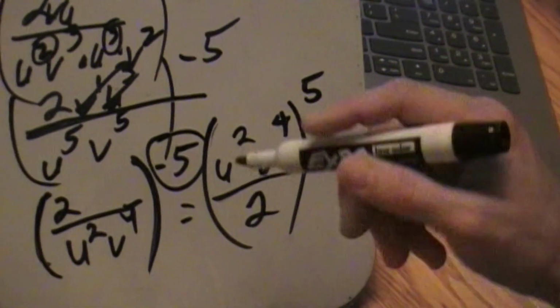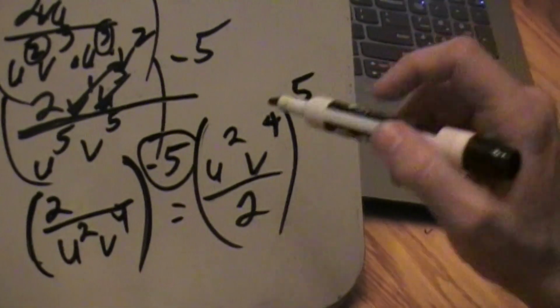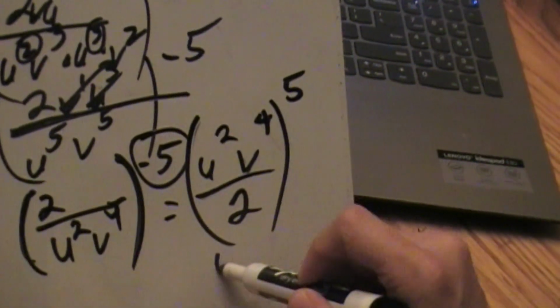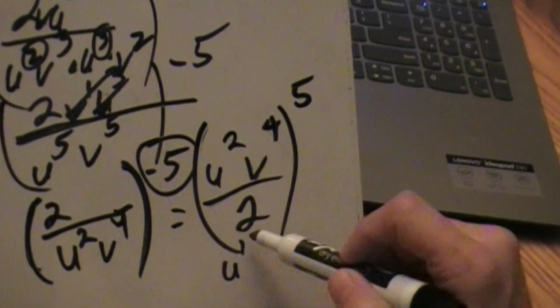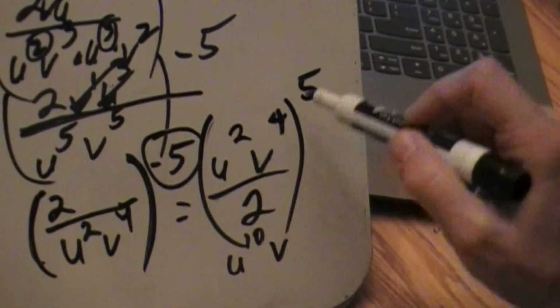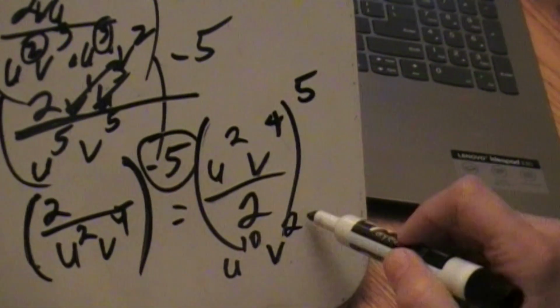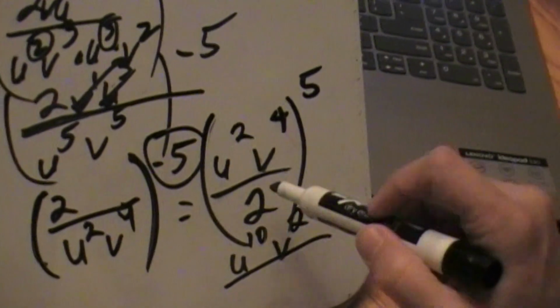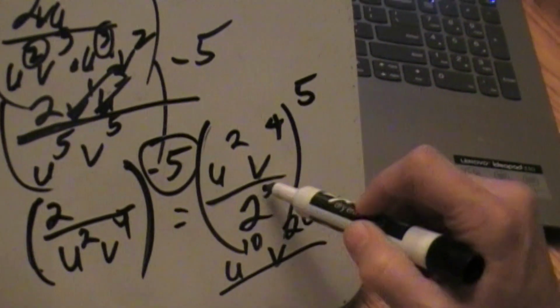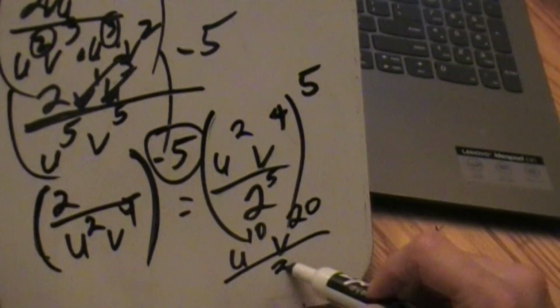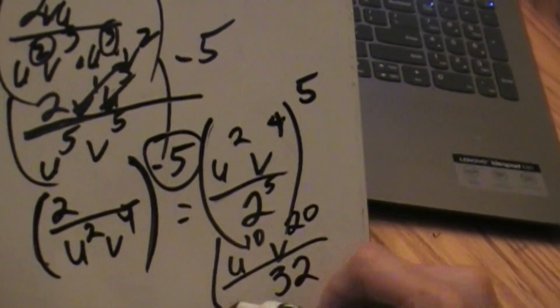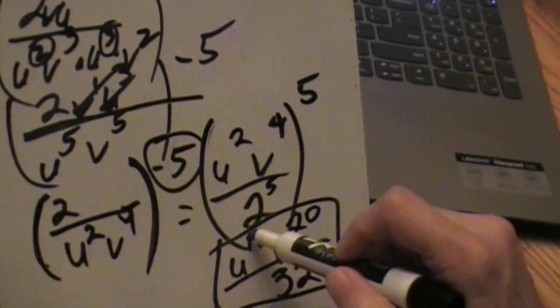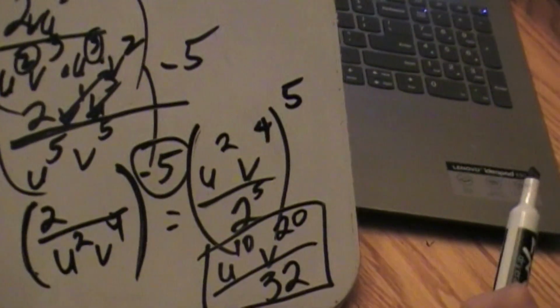And power rule says multiply, parentheses erase. So u, 2 times 5 is 10. V to the 4th to the 5th, 4 times 5 is 20. All over 2 to the 5th power is 32. And you are done. Stick a fork in it. It's done, ladies and gentlemen.